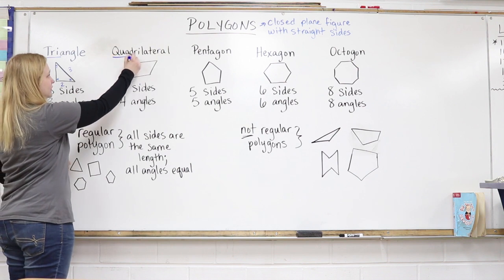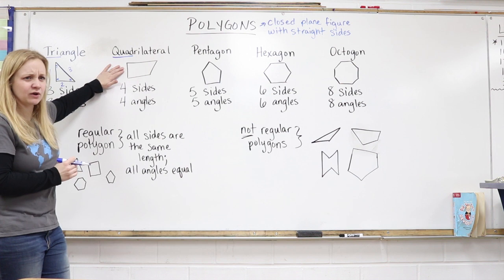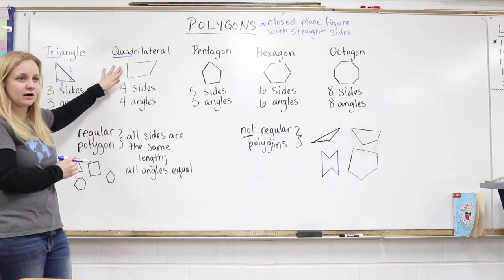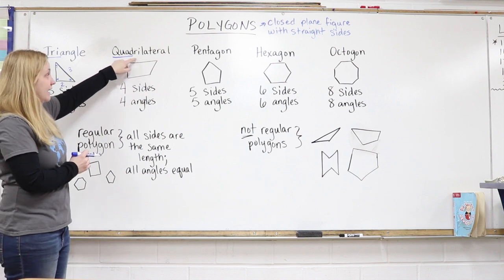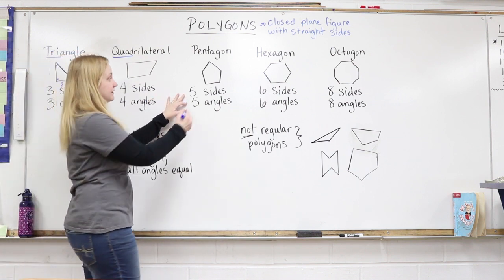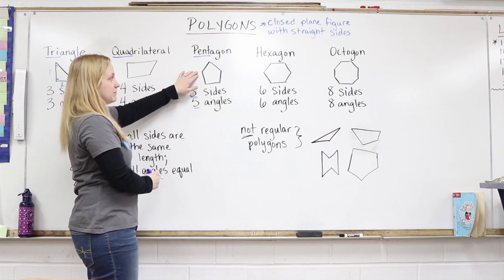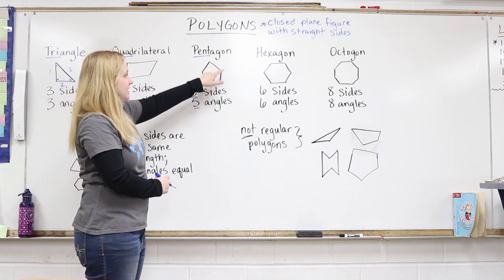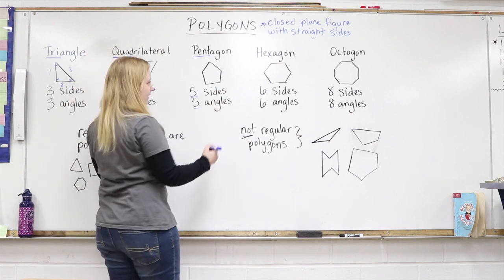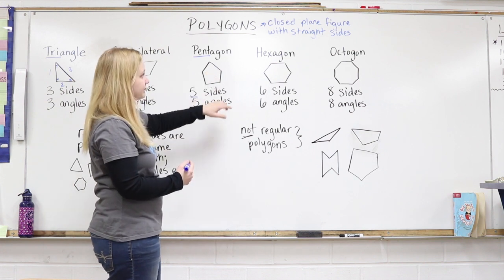Quadrilateral. A quadrilateral has 4 sides and 4 angles because quad means 4. I drew a different kind of quadrilateral here. You guys are probably used to thinking about squares and rectangles, which are quadrilaterals, but anything that has 4 sides is a quadrilateral. Next, something with 5 sides and 5 angles is a pentagon. 1, 2, 3, 4, 5. It kind of looks like a little house shape, but a pentagon can be any polygon with 5 sides. It doesn't have to look like that.